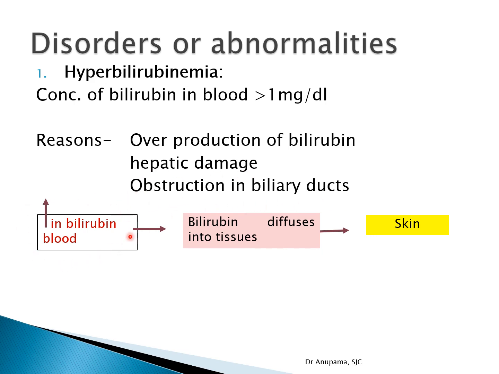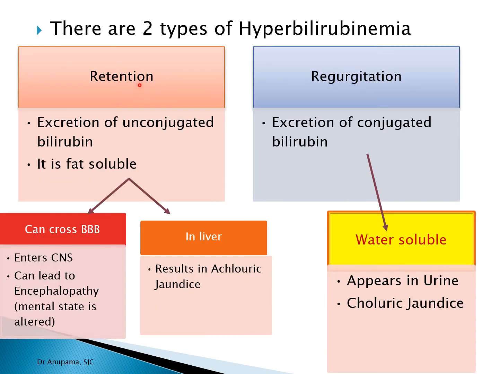So if there is an increase in bilirubin in the blood, we know that this bilirubin can diffuse through the tissues, and finally it can impart yellow color to the skin. So hyperbilirubinemia can be detected by the yellowness of the skin, and the concentration of bilirubin will be more than 1 milligram per deciliter of blood. So here we have two types of hyperbilirubinemias. One you call the retention one, the other one is regurgitation.